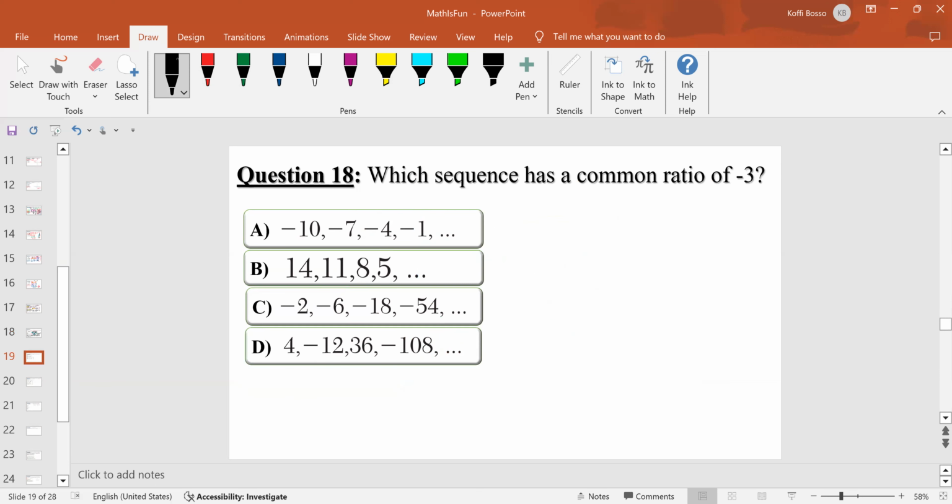Question 18, they say which sequence has a common ratio of -3? That's the keyword here, ratio. This question again is simple but tricky. Okay, you will see that because they say ratio, that means what? Something to something. Okay, something over something.